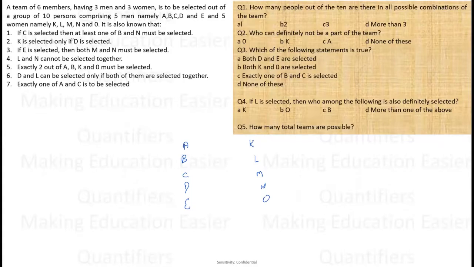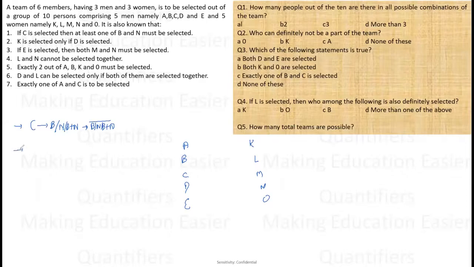If C is selected, then at least one of B and N must be selected. Now, what does this statement mean? That if C is there, then either B has to be there, or N has to be there, or both of them have to be there. But that does not mean that B and N cannot go alone. B, N, B plus N, they all can go in any case also without C. Right, it is only C who is claiming that if I go, then one of B or N will go with me, but B and N can go alone also, so C doesn't matter. Okay.